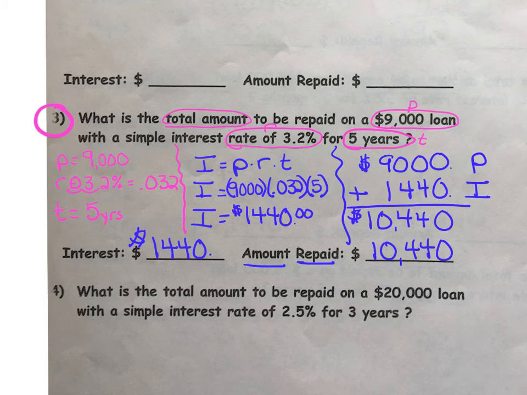You're going to complete the other problems on this page using this process. Step 1, define the important variables. Step 2, use the interest formula to calculate the interest fee. And step 3, add the principal and the interest together to see how much you must repay to the bank.